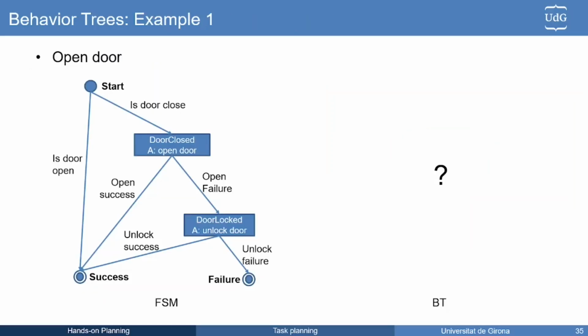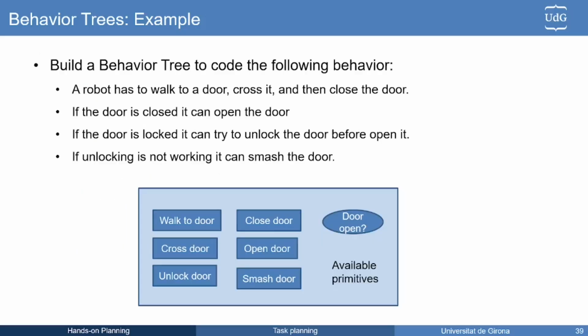A very simple example: this is a state machine. We have a door, and the current state is the start. We check whether the door is closed or not, and according to that, we decide. If the door is closed, we execute the action open door. This may succeed or may fail, and then we are in a state where the door is locked. In this state, we can unlock the door or return a failure. How can we represent that using behavior trees?